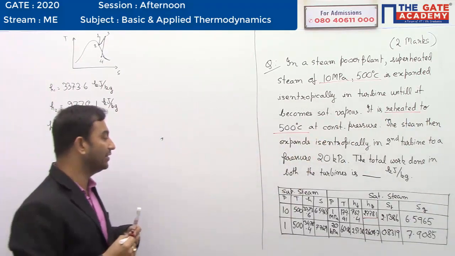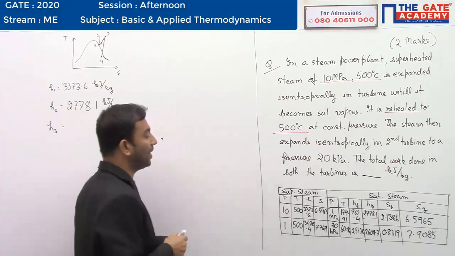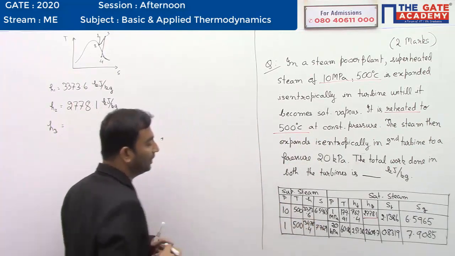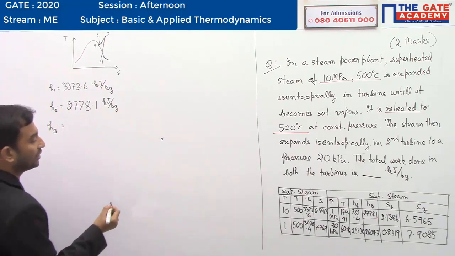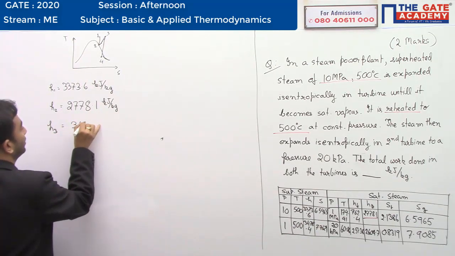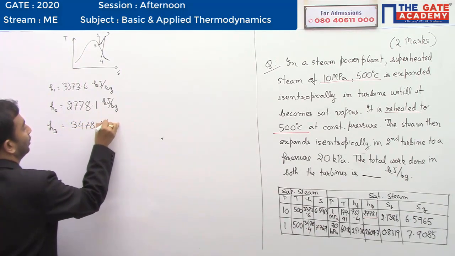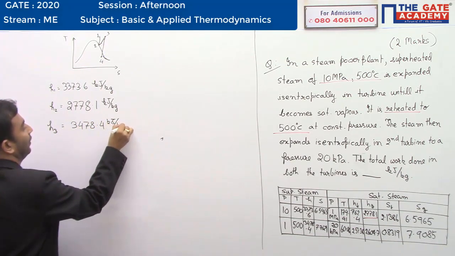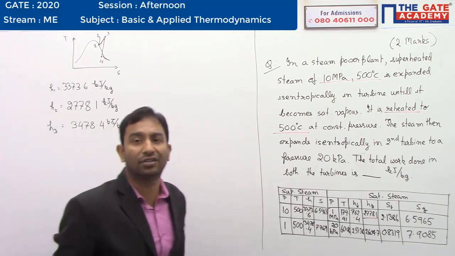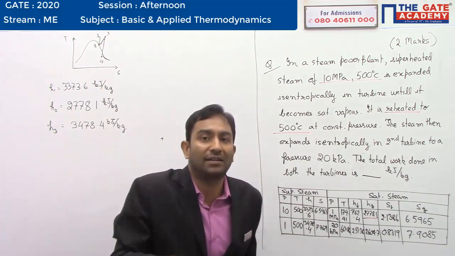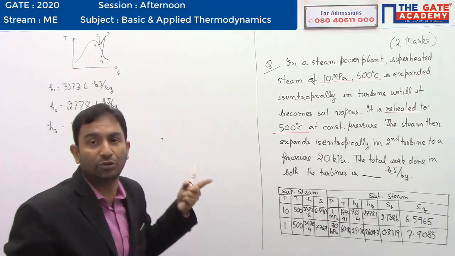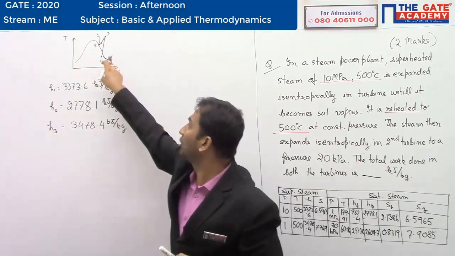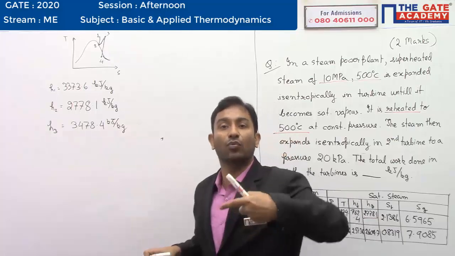So at 500 degrees centigrade and 1 megapascal, the value of enthalpy is given as 3478.4 kilojoule per kg. Very good. Now I have got my 3 values of enthalpy. But now, as I have already explained to you, the enthalpy at point 4 lies in your wet region.